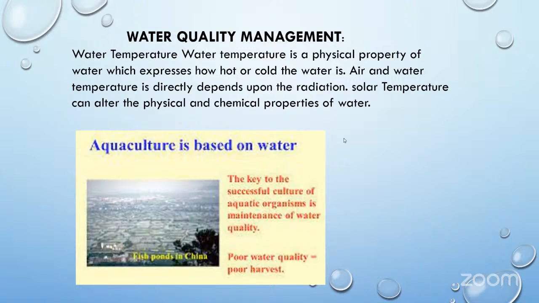Water temperature is a physical property of water which expresses how hot or cold the water is. Air and water temperature directly depends upon the radiation. Solar temperature can alter the physical and chemical properties of water. So the key to the successful culture of aquatic organisms is maintenance of water quality. So obviously poor water quality will mean a poor harvest.